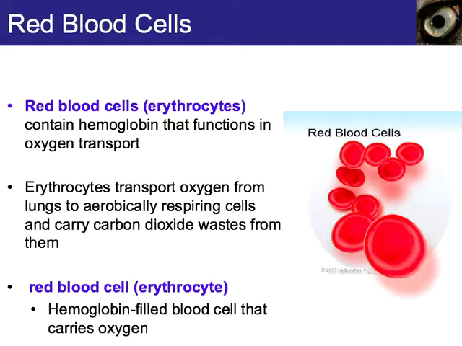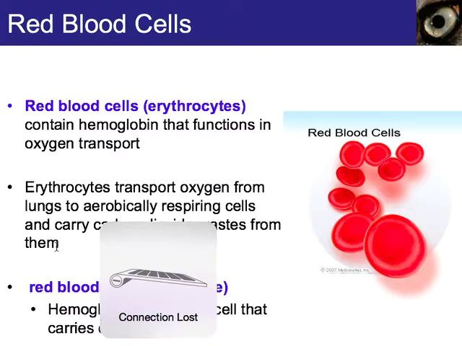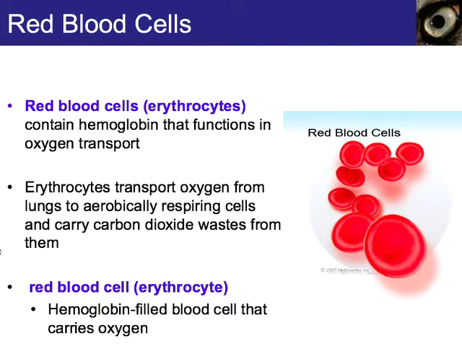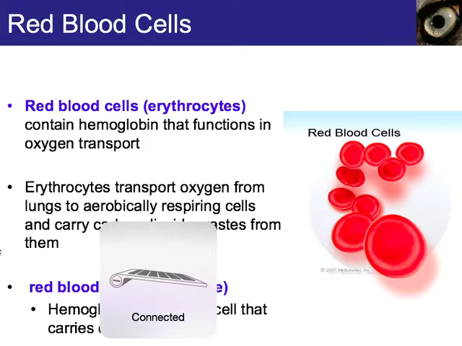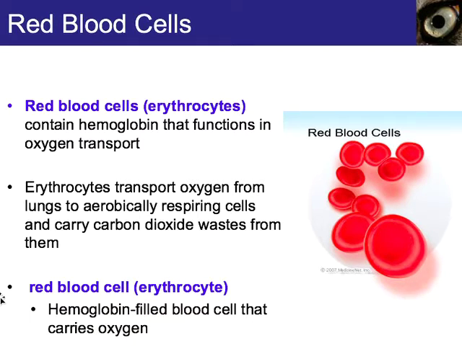Red blood cells, also known as erythrocytes, contain hemoglobin that functions in oxygen transport. Erythrocytes transport oxygen from the lungs to aerobically respiring cells and carry carbon dioxide waste from them. The red blood cell erythrocyte is a hemoglobin-filled blood cell that carries oxygen.